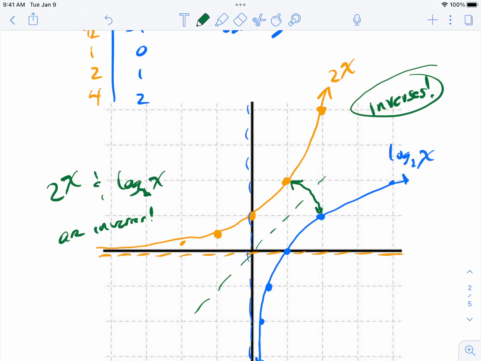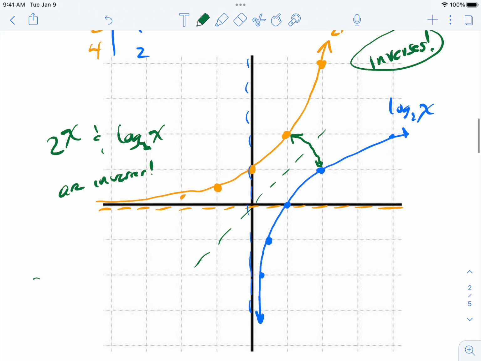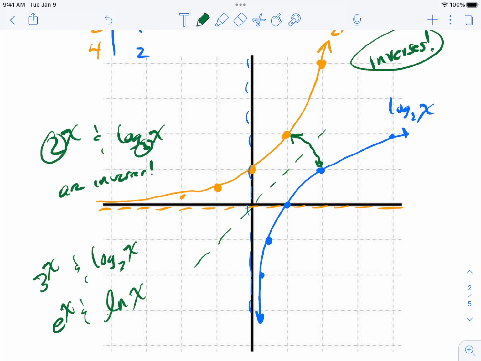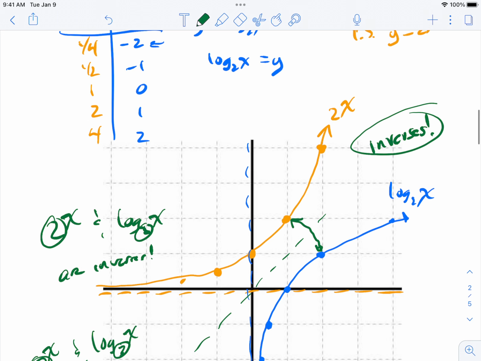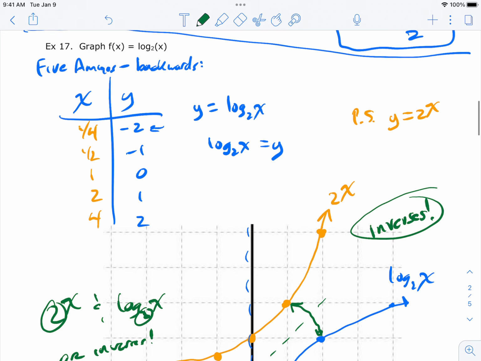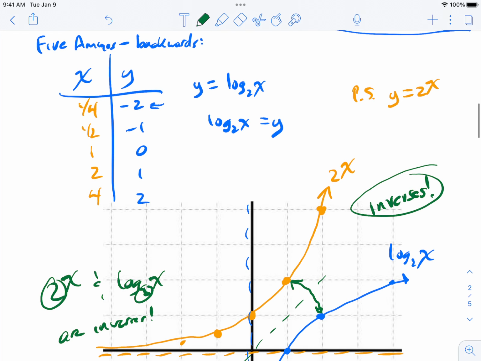That's how exponentials and logarithms are related. You could say 3 to the x is the inverse of log base 3 of x. You could say e to the x is the inverse of log base e of x, otherwise known as the natural log of x, and so on. So an exponential base of 2 and a logarithm base of 2 are inverses. An exponential base of 3 and a logarithm base of 3 are inverses. An exponential base of e and a logarithm base of e are inverse functions. So there's a very tight connection between exponential functions and logarithmic functions.